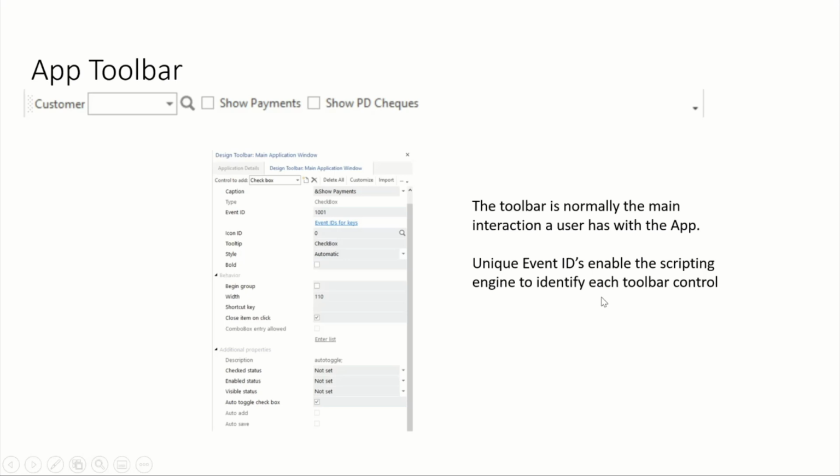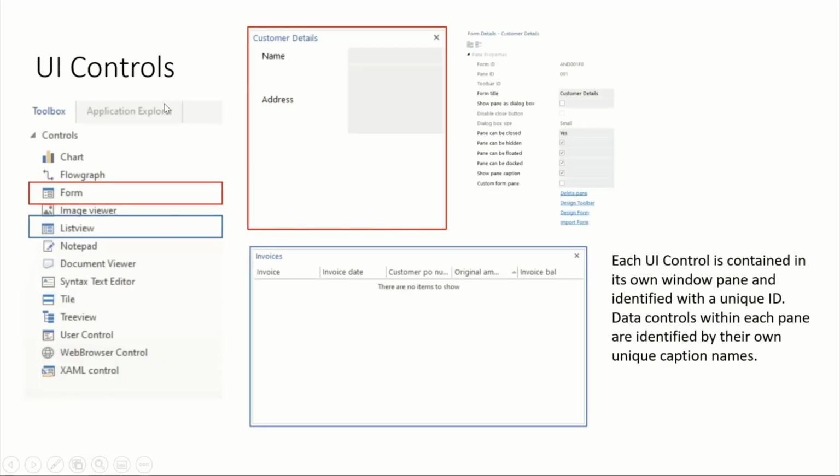Once you've got a toolbar, you can add different user interface controls. In this example, we have a form with some data here. We've also got a list view, which we can populate with data here. And you can see that each one of these controls will create a brand new window pane, as you would find in typical Syspro applications.